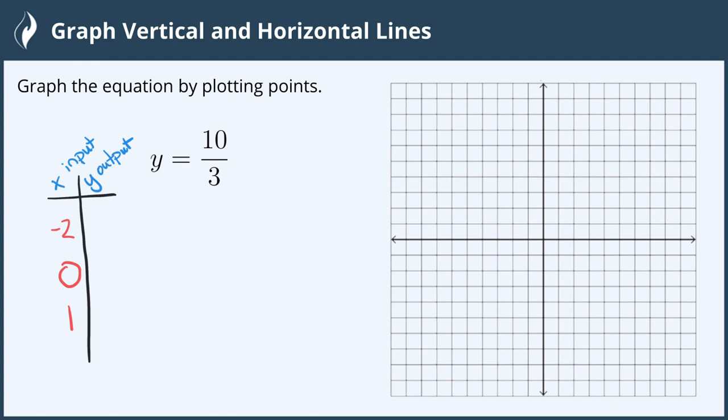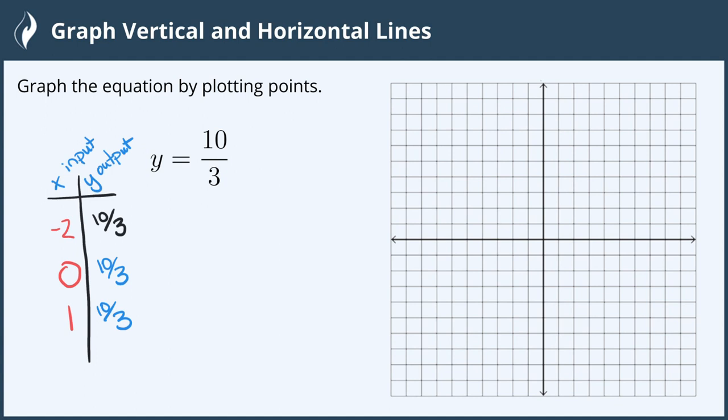So if I put in -2, there is no x, so I don't actually have to calculate anything, which means that the output is 10/3. And again, with substituting the 0 in, because there's no x value, then the output will still be 10/3. And same with our last one, substituting a 1, since there's no x, will still give us 10/3.